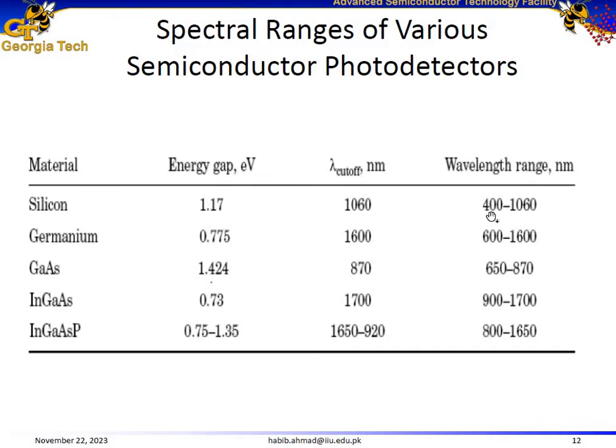Now, the question is, what determines the spectral response range of these photodetectors? What determines the lower cutoff wavelength? For example, in the case of silicon, the lower cutoff wavelength is 400 nanometers. And what determines the upper cutoff wavelength for these different kinds of photodetectors?